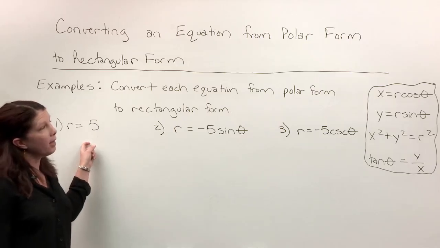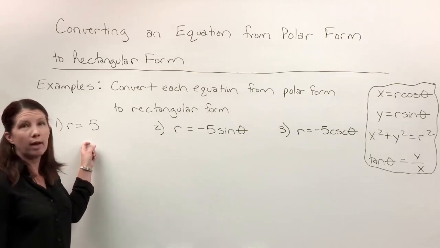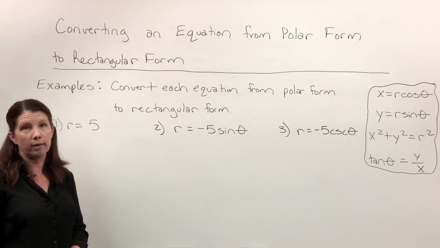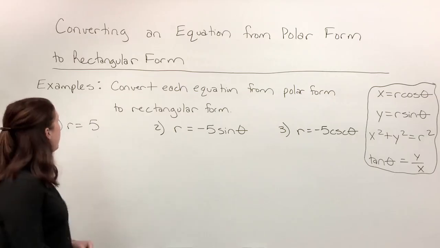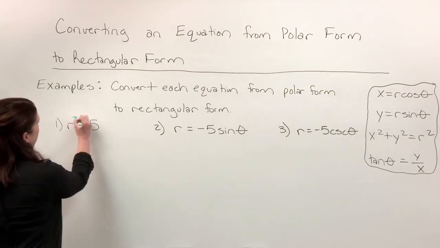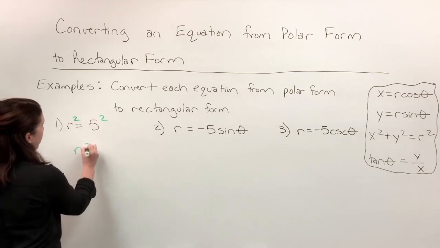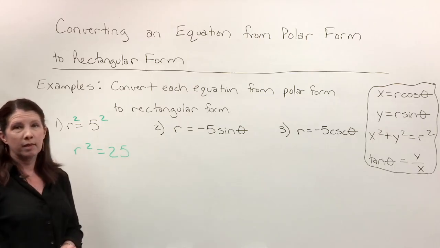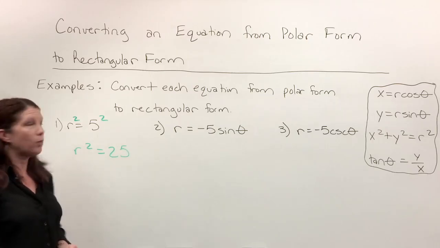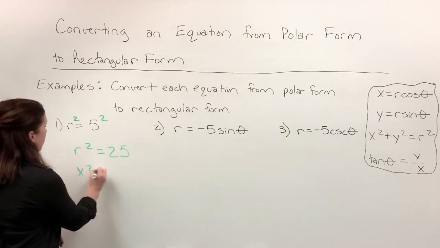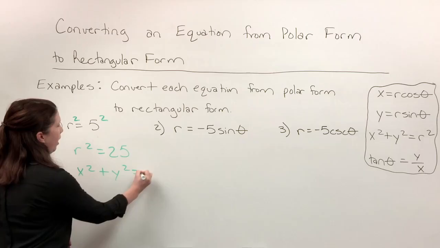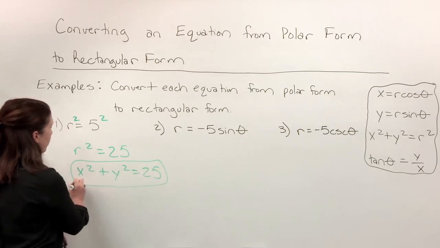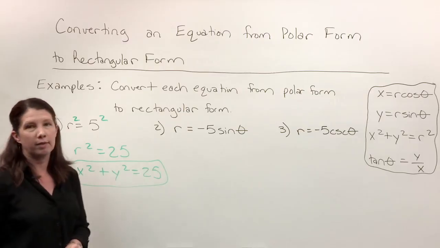Scanning the formulas, I see that if I had r squared, I could use the third formula, x squared plus y squared equals r squared. So I want to take my equation and square both sides and rewrite it as r squared equals 25. Now I can replace the r squared with x squared plus y squared, and my rectangular form of the equation will be x squared plus y squared equals 25.